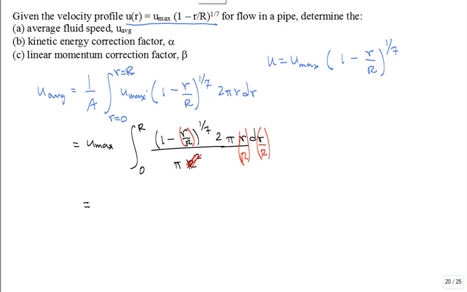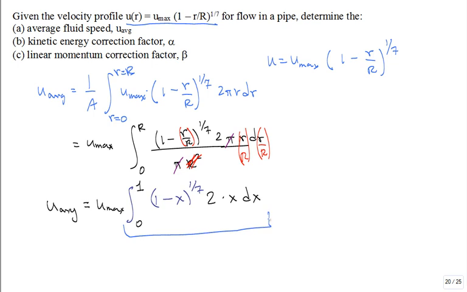So introduce the variable x. So I integrate (1 minus x) to the 1/7. Oh, the pi's cancel, don't they? Times 2 times x dx. Now x goes from 0 to 1. So for this problem, all I have to do is compute this integral. See, you've been waiting. All that calculus I learned, I need to use it, right?